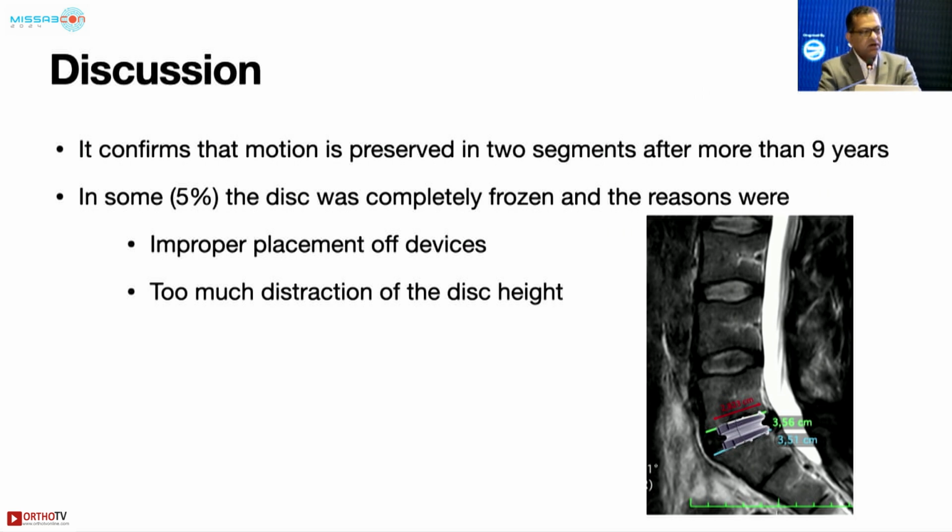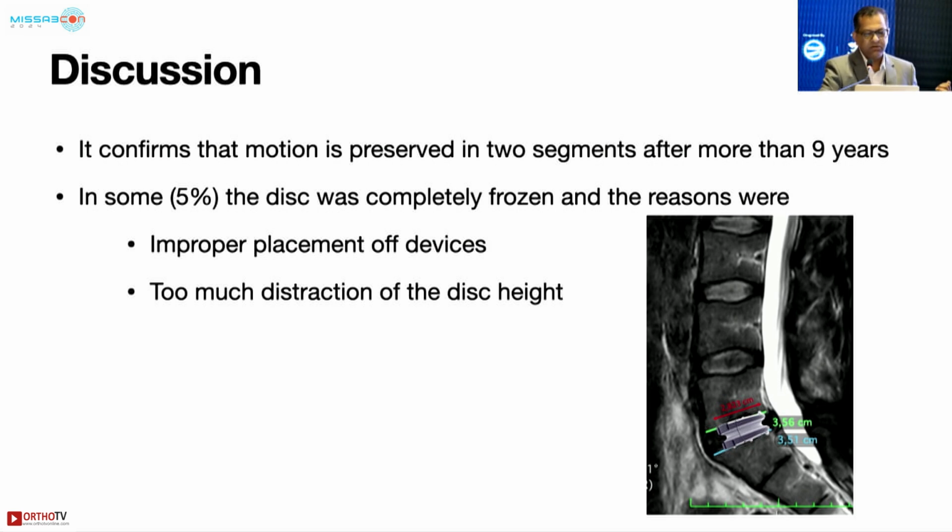In some, like in 5% of patients, we have seen that there was no movement, and we came to the conclusion that it happened due to improper placement of devices, and there was too much distraction of the disc height, which increases the ligamentous tensioning and the lateral annular balancing. So your device should be ideally placed so that it can move. The center of axis of the lumbar spine should be matching with the center of axis of the device.